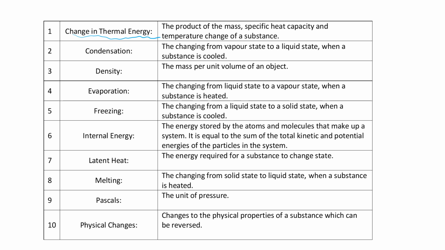The changing from a vapor, so like a gas, to a liquid when a substance cools down is condensation, a bit like water on the inside of your window. The mass per unit volume of an object is its density. Density equals mass divided by volume. Okay, so it is the mass per unit volume of an object.